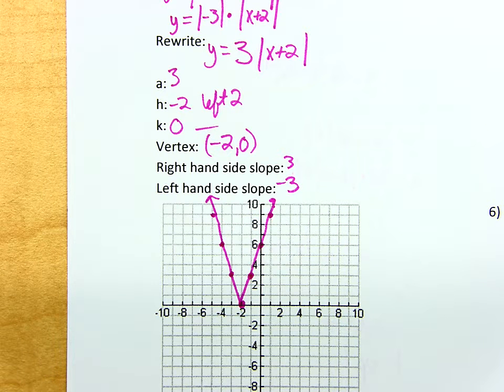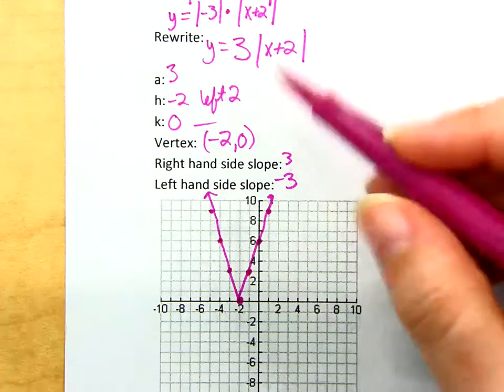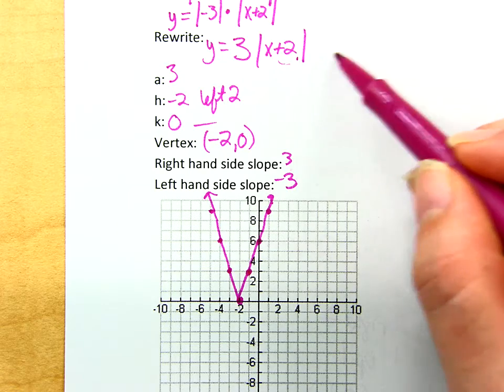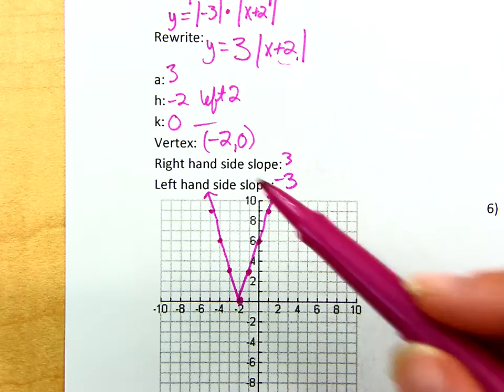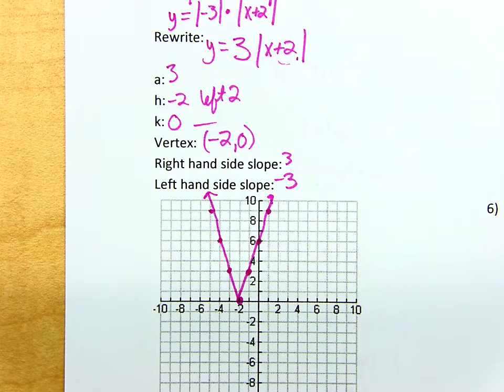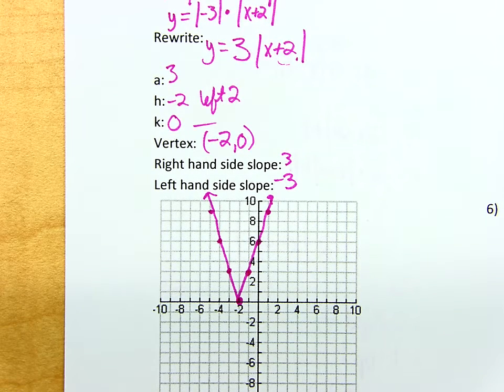So when you're done, check and see if you got what I got. Does that make sense? Everybody's good? All right. So again, H had to be a negative 2 because that's a positive 2. There is no K over here, so K is just 0, which means my vertex is at negative 2, 0. Slope is 3, left-hand side negative 3. And there's my graph.